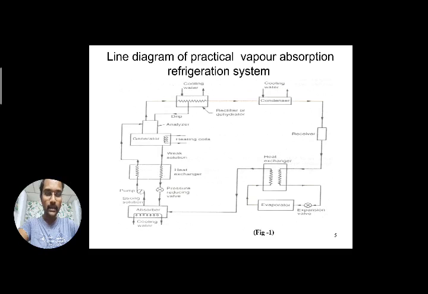We will discuss what type of heat is getting exchanged here, what the importance of these heat exchangers is, what the importance of the analyzer is, what the importance of the rectifier is, and how it will be more efficient than the ideal vapor absorption refrigeration system. So look at the line diagram very carefully. Okay, so this is a line diagram. Now we will focus on the process, what is happening in the practical vapor absorption system.